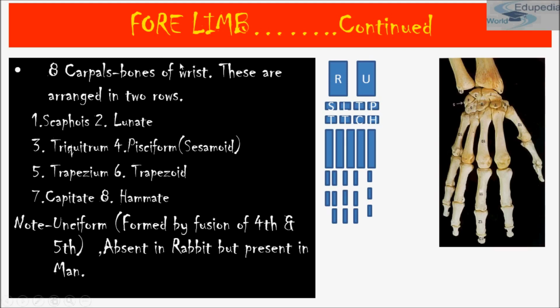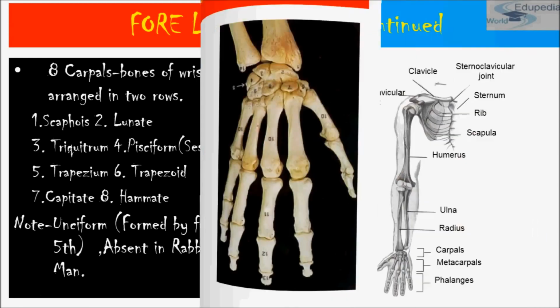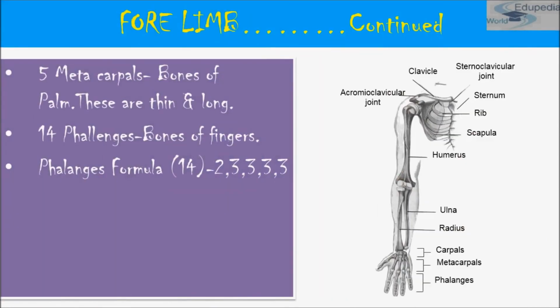Please note that I haven't mentioned the fifth number here, because the fourth and fifth form the unciform, which is formed by the fourth and the fifth bone, and it is absent in rabbit but present in man. Okay, forelimbs continuation. Then after carpals, there are 5 metacarpals. Metacarpals are the bones of the palm of your hand, and these are thin and long.